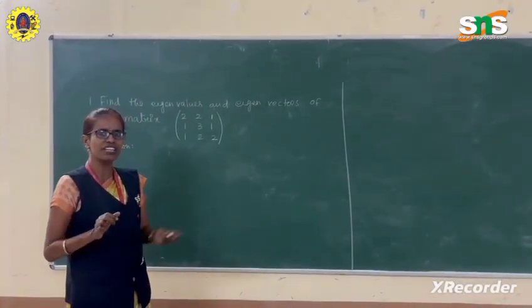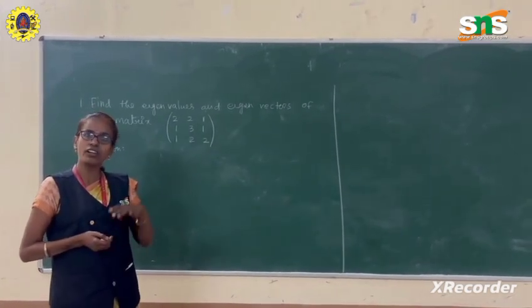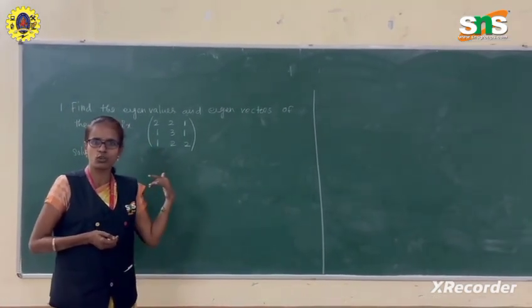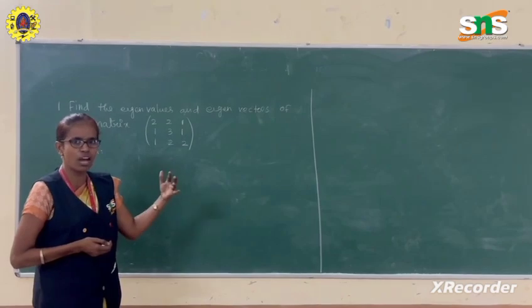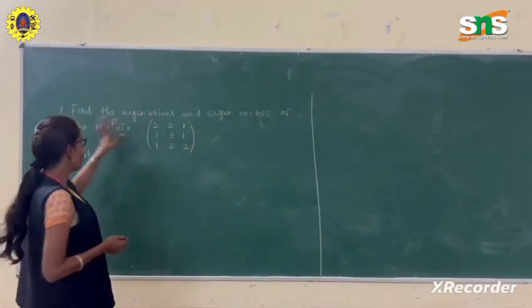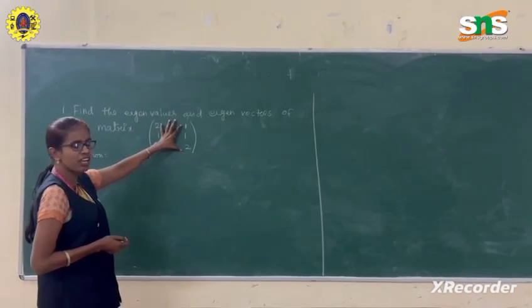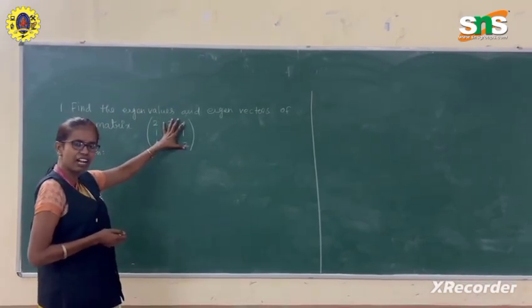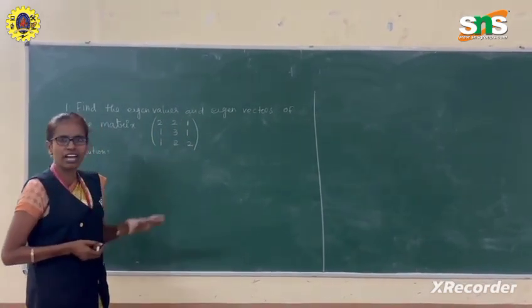In today's class, we are going to have the topic eigenvalues and eigenvectors. Already we saw many problems in this topic, so this is one of the cases we are going to see now. This is a problem: find the eigenvalues and eigenvectors of the matrix. This is the matrix. For this matrix, we need to find the eigenvalues and eigenvectors. So we are going to use the same procedure.